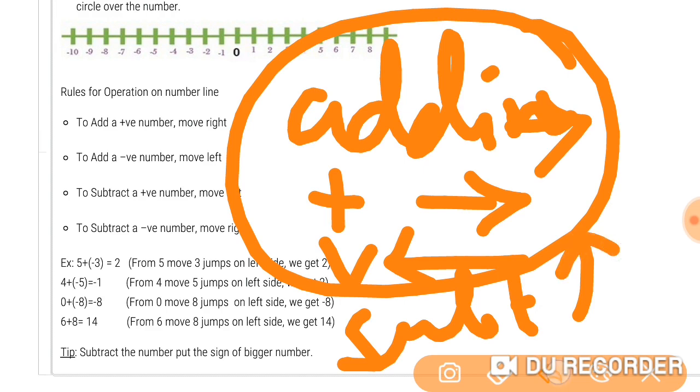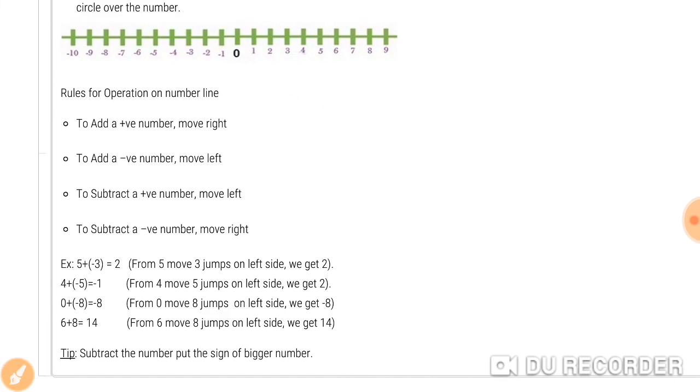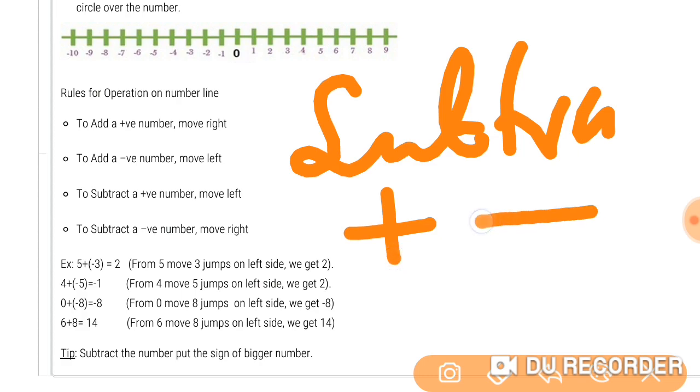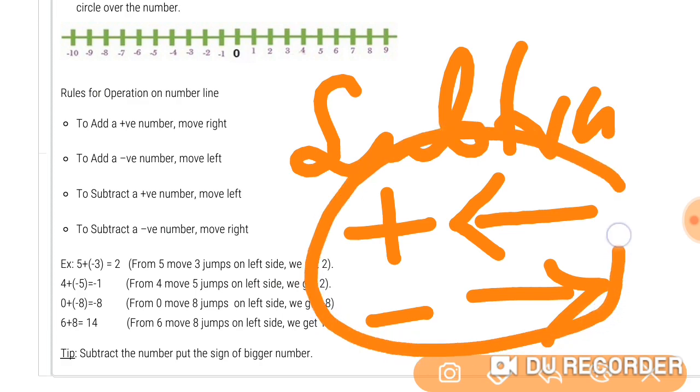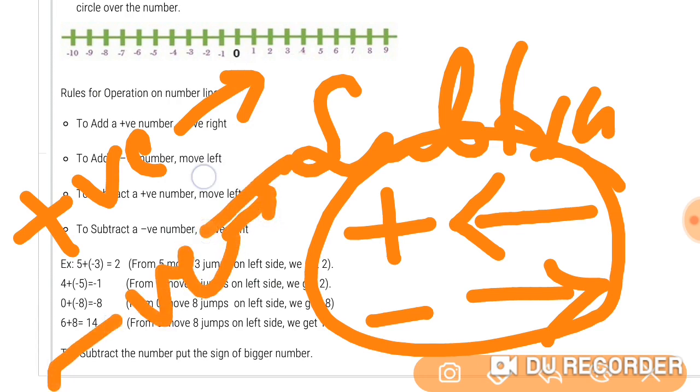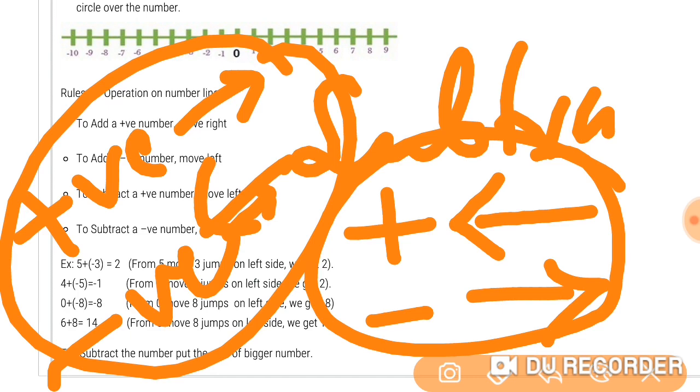If it is subtracting, it is a reverse of addition. That means positive, which we took to the right side in addition, now comes to the negative left side here. If it is negative, you have to go to the right side. Why does this reverse process happen in subtraction compared to addition? In addition, positive means we go right, negative means we come left. That is the process we have learnt.